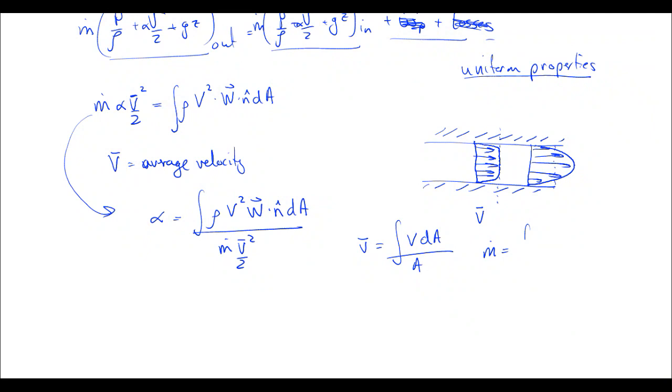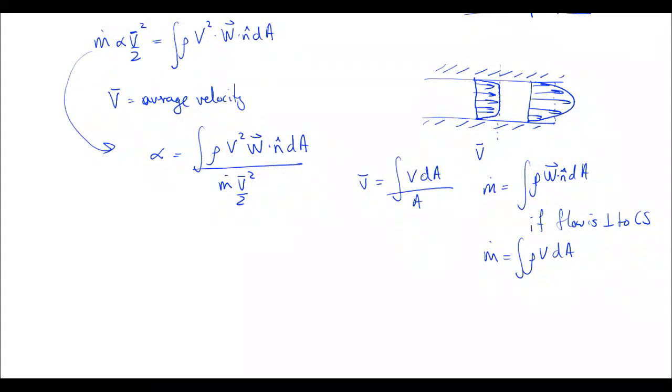So if our flow is perpendicular to our control surface, then m dot is equal to the integral of rho times velocity dA. And remember, if we have density equal to a constant, then we can pull the density out, and m dot then is equal to rho times the integral of v dA, which is equal to rho times v bar times A.